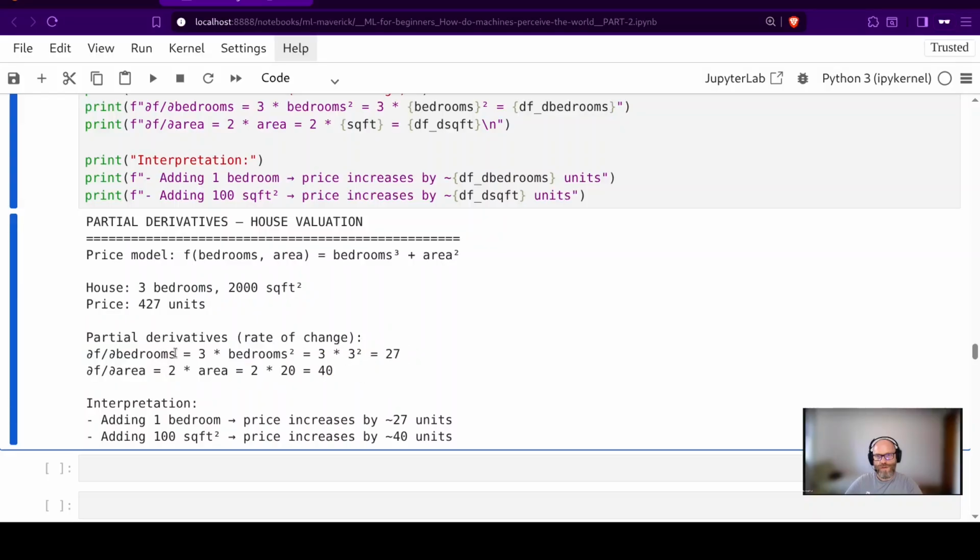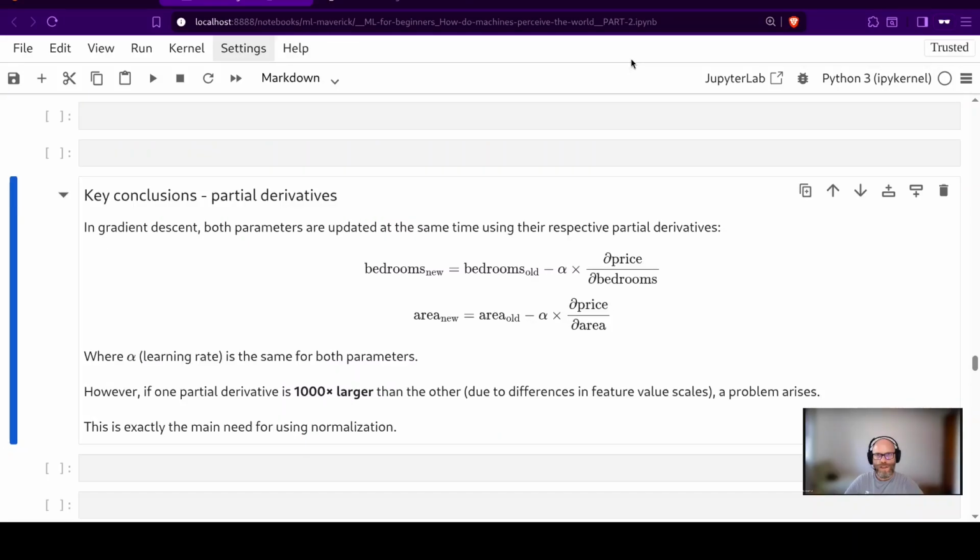So the partial derivative for bedrooms is 27 units, the partial derivative of area is 40 units, and adding one bedroom increases price by 27 units. Adding another 100 square feet increases price by 40 units. Key conclusions.